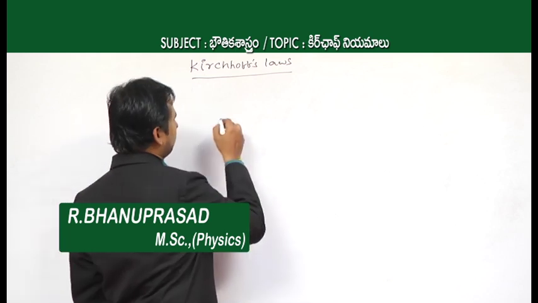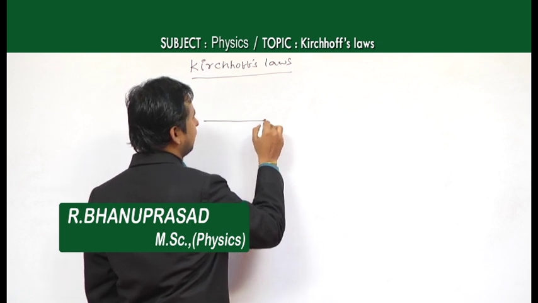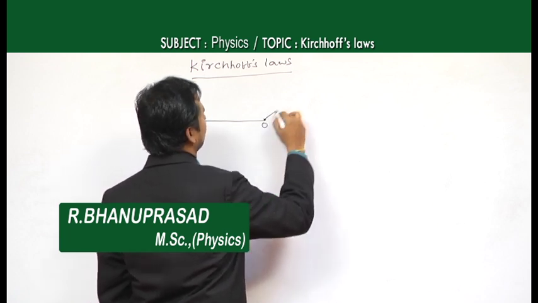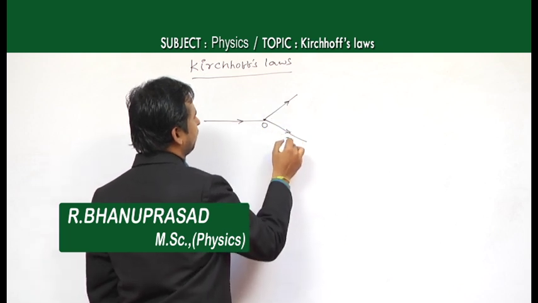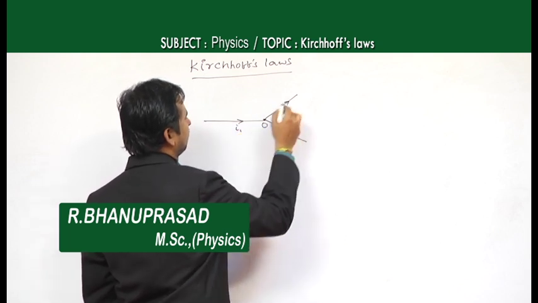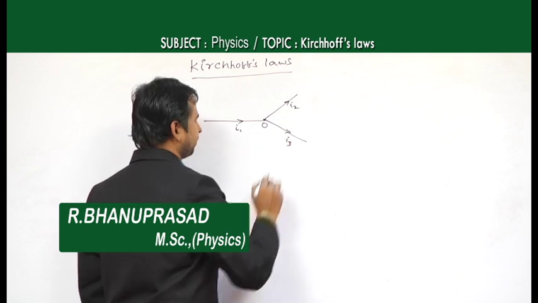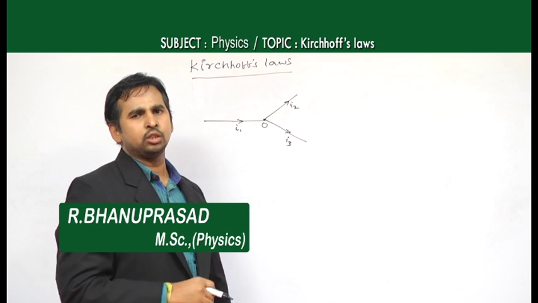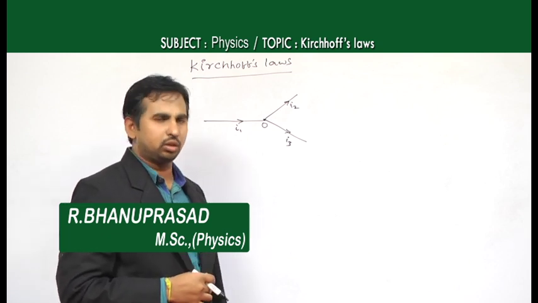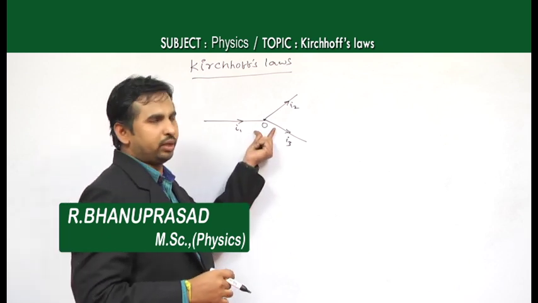You may be very well aware of this statement: at any junction point you take, the incoming currents and the outgoing currents should be the same. Or at this junction point, the algebraic sum of the currents has to be equal to 0.